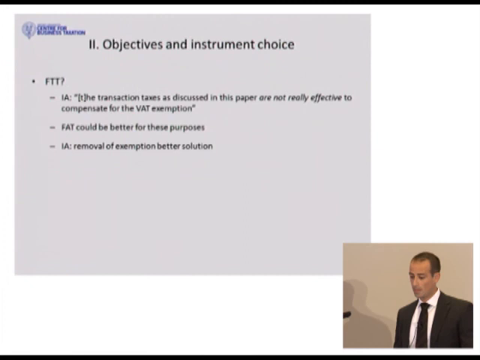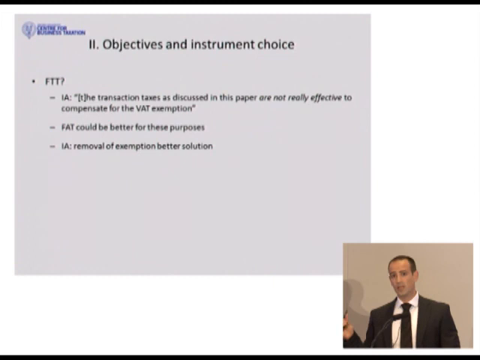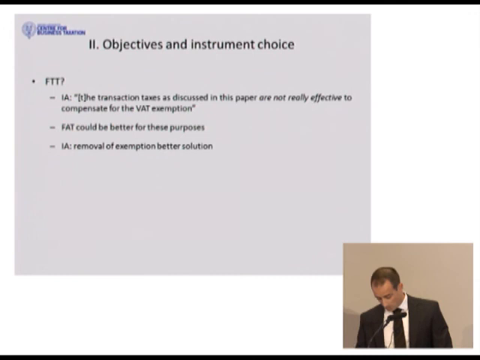As I said, there are different types of FAT, but one type of FAT actually results in a tax on value added, because profits and remuneration, of course, are equal to value added. An even better solution to this problem, or even better way of achieving this objective, would be to remove the exemption altogether, as the Commission itself recognizes.